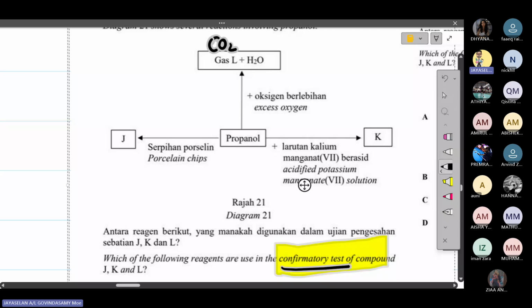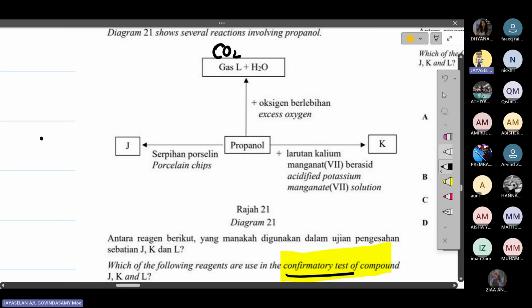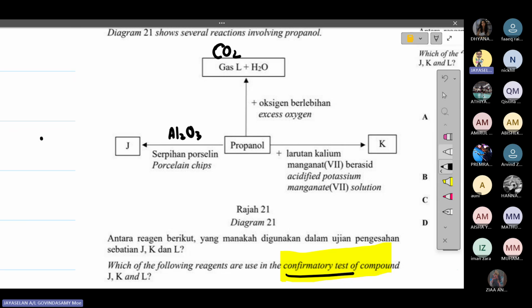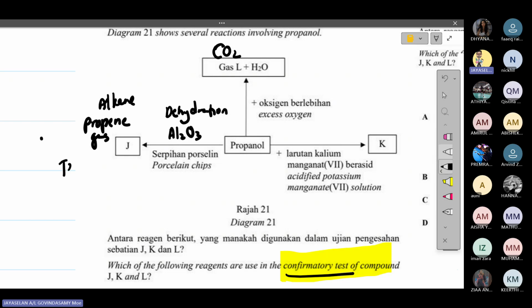So propanol reacted with Al2O3, the porcelain chip. What is the name of the process? We call it dehydration. Dehydration of alcohol will give you propene gas. Propene belongs to alkene. If you want to test this alkene, we use bromine solution. When you direct the gas into bromine solution, the brown bromine solution will turn into colorless. Must memorize this.